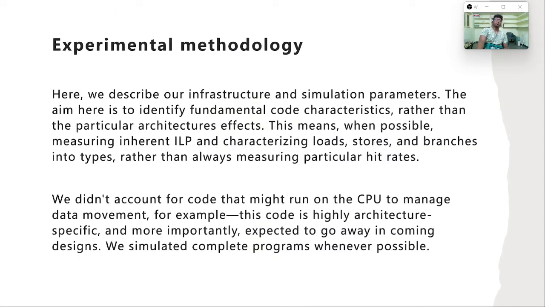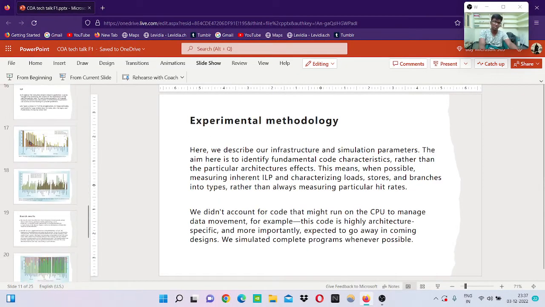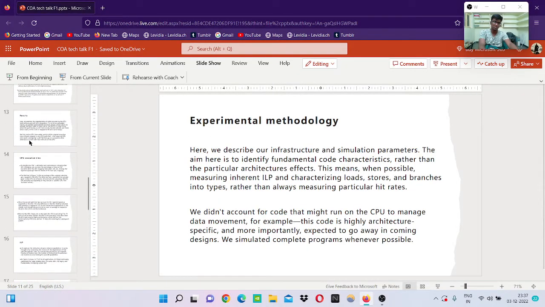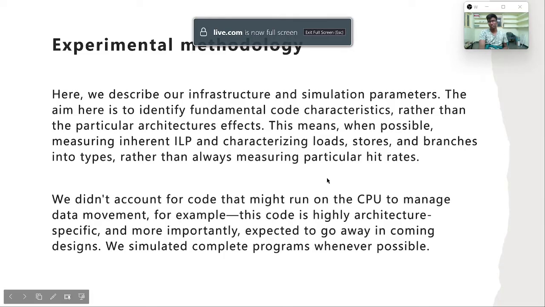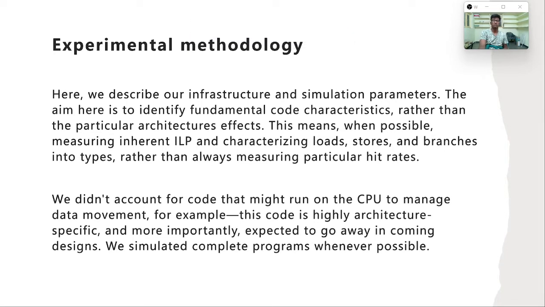Experimental methodology. Here we describe our infrastructure and segmentation parameters. The aim here is to identify the fundamental code characteristics. When possible, we measure LLB and factor loads, stores and branches into types, rather than always measuring particular hit rates.